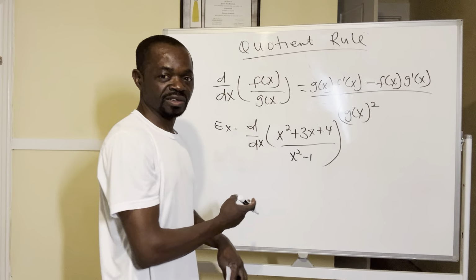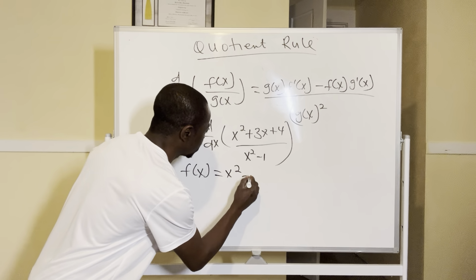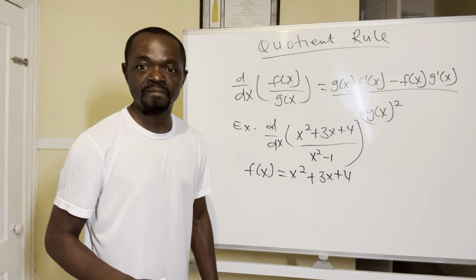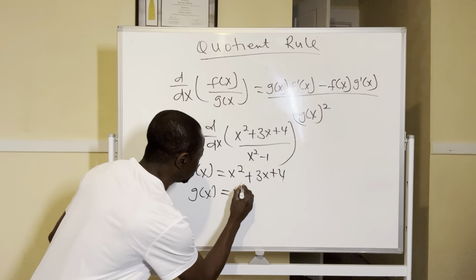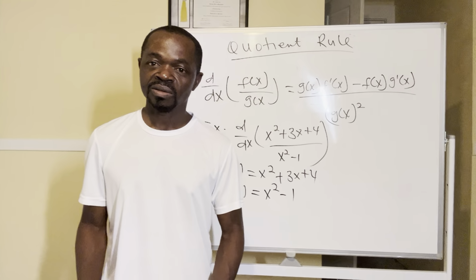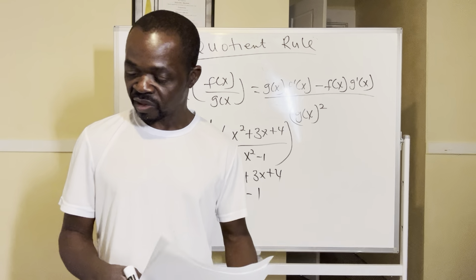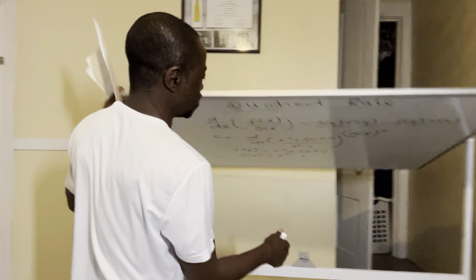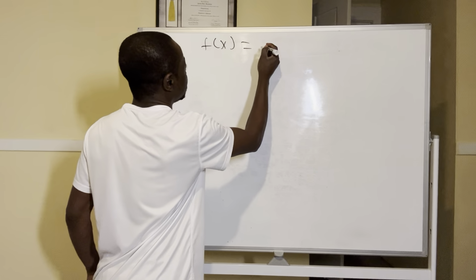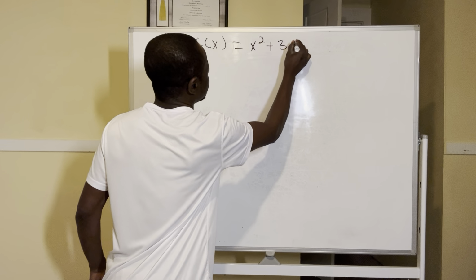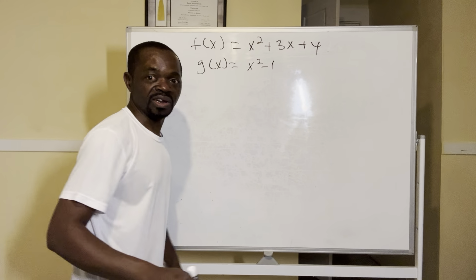So looking at this, our f of x is equal to the numerator, which is x squared plus 3x plus 4. Then our g of x is x squared minus 1. So now that we have identified our two functions, f of x and g of x, it will be very easy for us to apply our formula. All right, so let me write it here again. Our f of x gives us x squared plus 3x plus 4, and then g of x is equal to x squared minus 1.